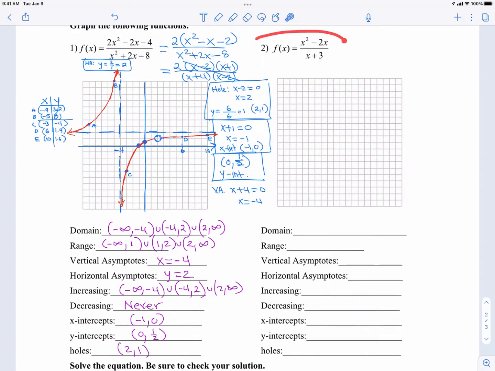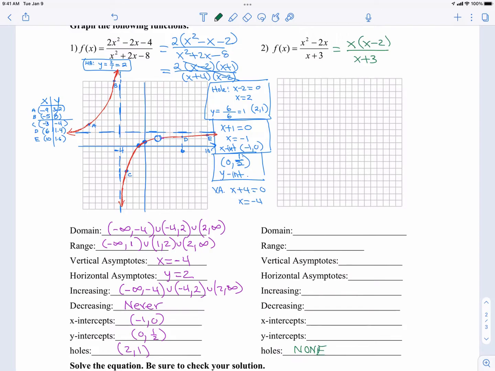All right, for graph number 2, in the numerator, we can factor that by pulling out an x, and that's going to be x times x minus 2. And on the bottom, it remains the same. Okay, there are no holes because nothing cancels out. So down here at the bottom where it says holes, we can say none.